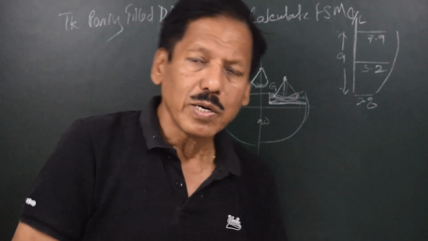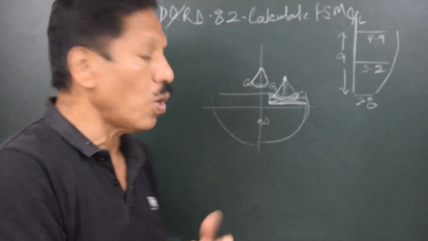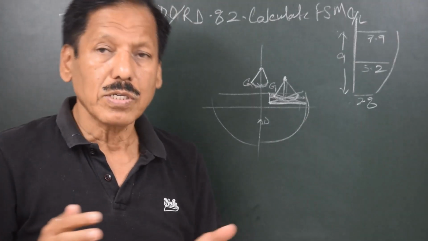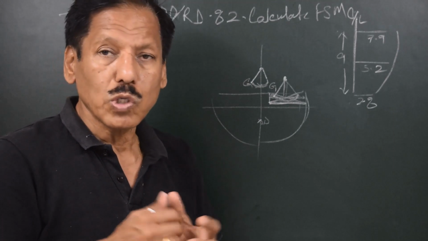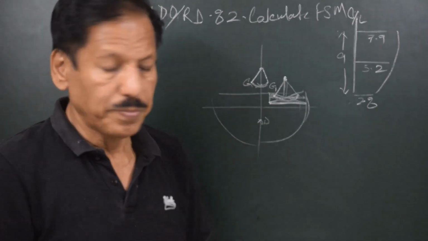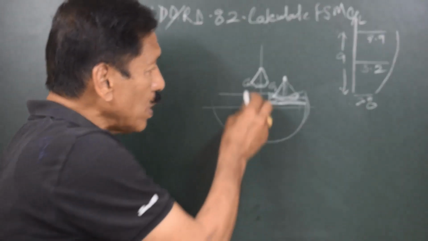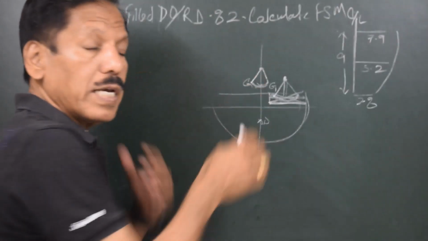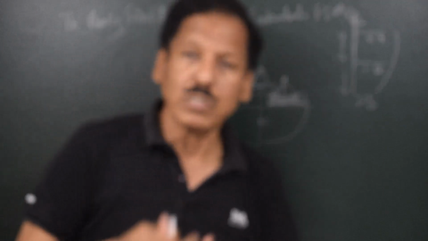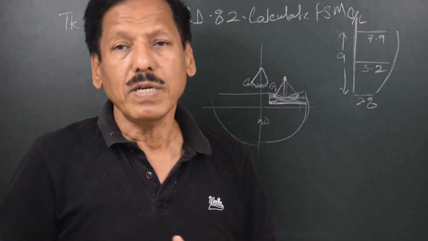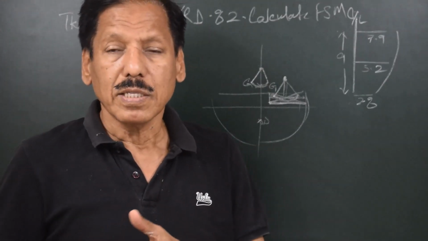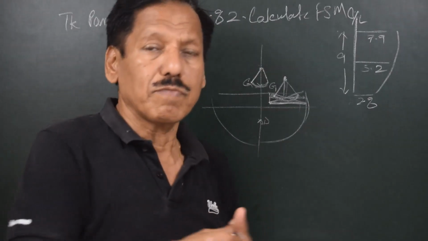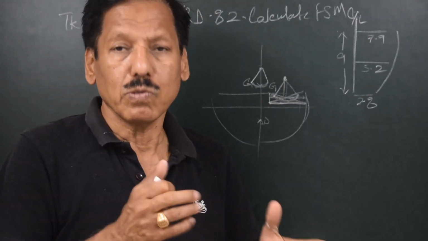So when I ask a candidate what is the effect of the free surface, he says virtual rise of G or virtual loss of GM. Actually, G does not go up. Effectively, G is in a higher position. That is called the virtual rise of G. So effectively, the righting capability of the ship reduces because the GM reduces.